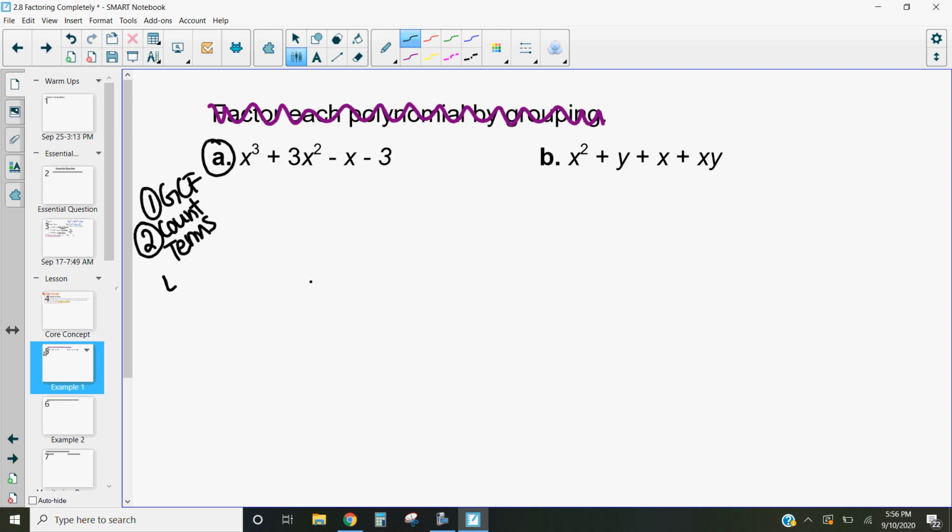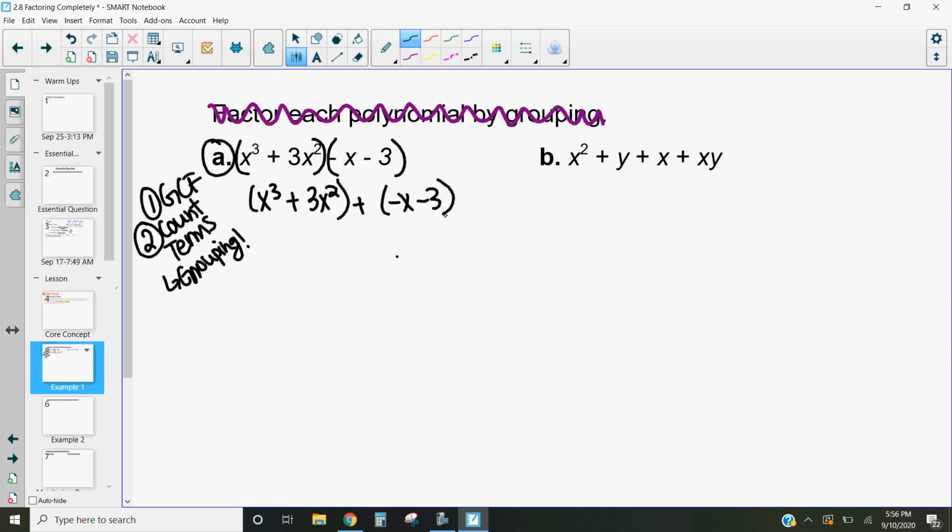So 4 terms means I'm going to factor with grouping. So let's do that. Factor with grouping. And then we want to make sure that we factor it completely. So I'm going to factor with grouping here. I'm going to put in my grouping symbols. I'm going to rewrite it: x cubed plus 3x squared plus negative x minus 3.